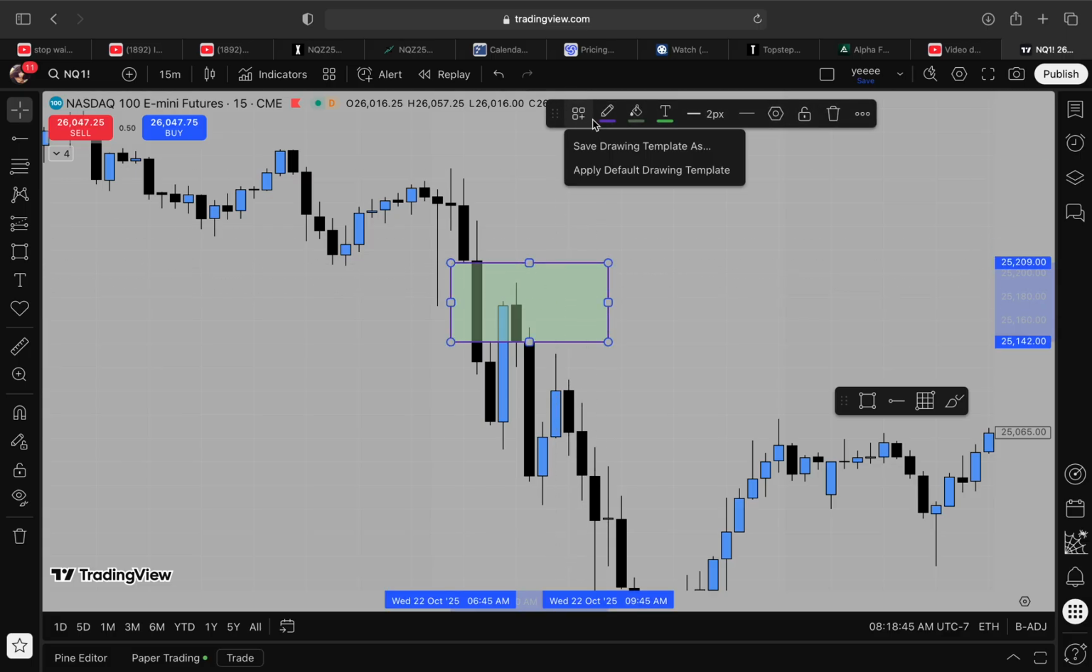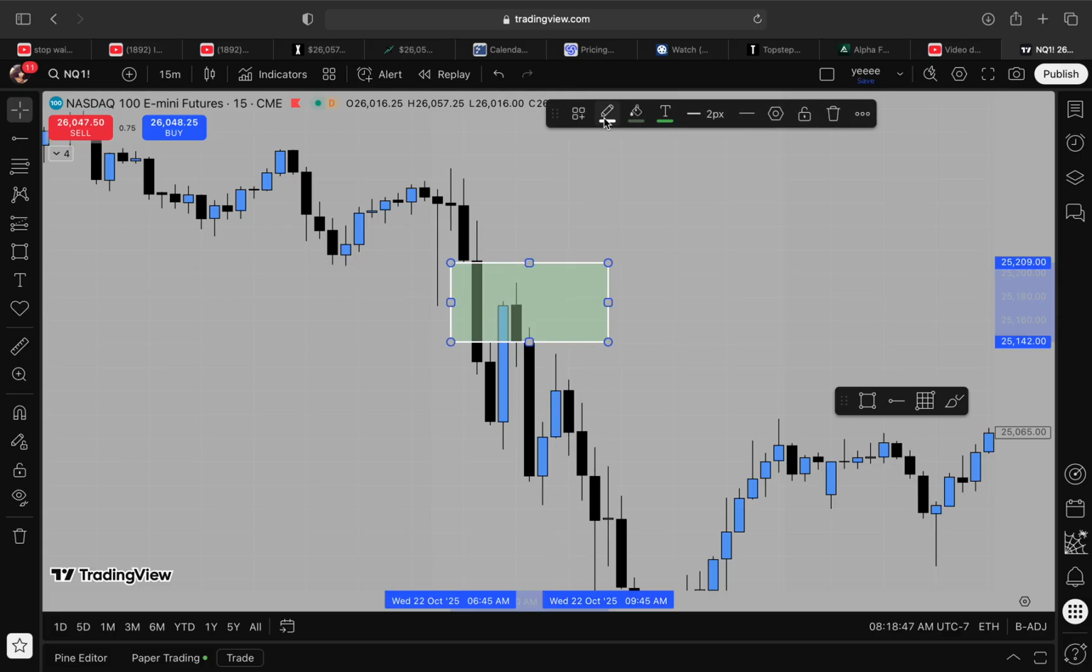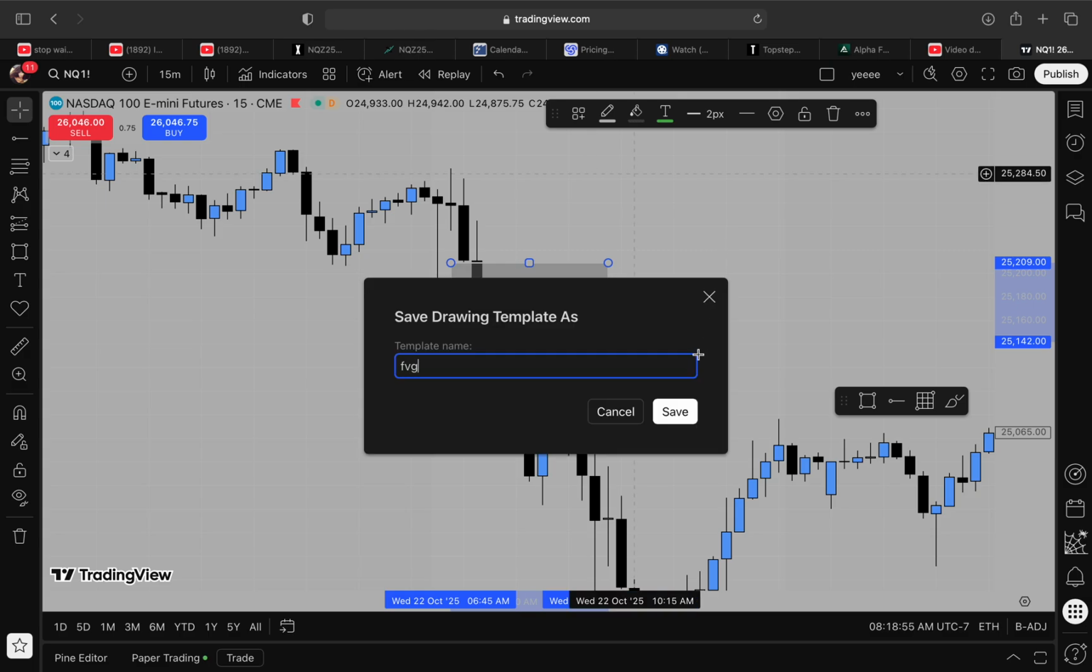I don't know why my fair value gaps look like that. There we go. Save fair value gap.